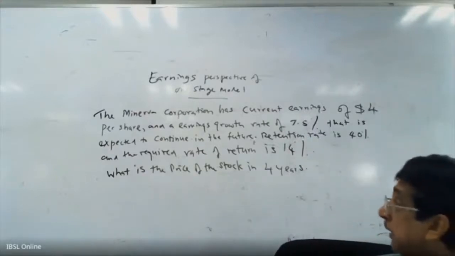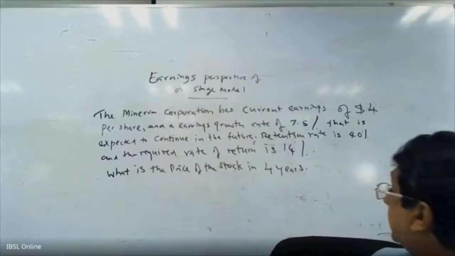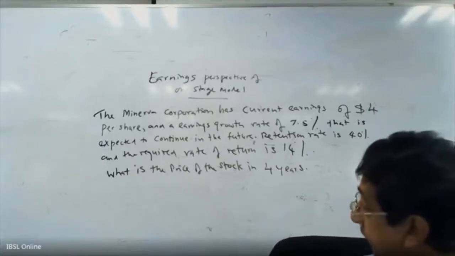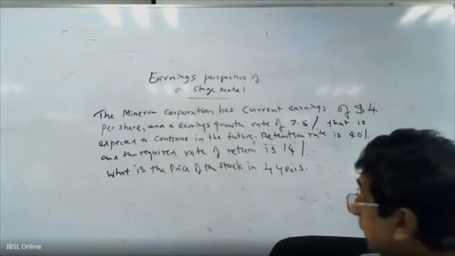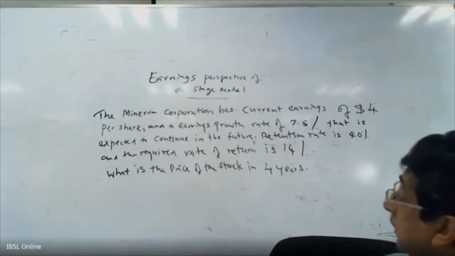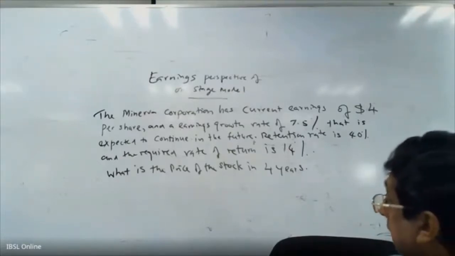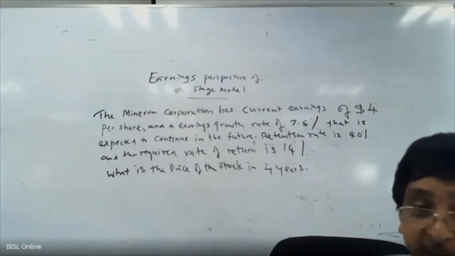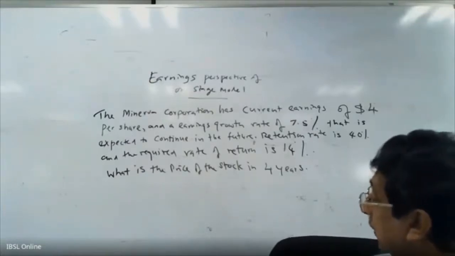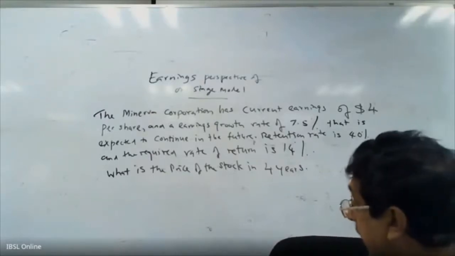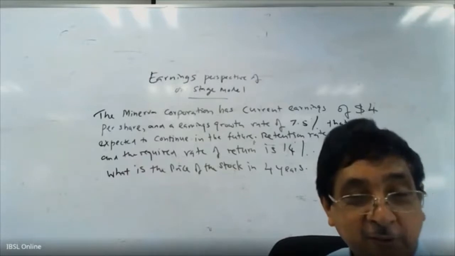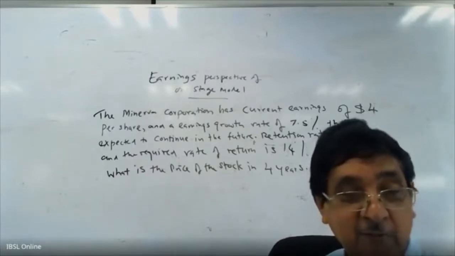The Minerva Corporation has current earnings of $4 per share, and the earnings growth rate of 7.5% is expected to continue in the future. Retention rate is 40%, and the required rate of return is 14%. What is the price of the stock in 4 years? That is the question asked. What is the price of the stock in 4 years?